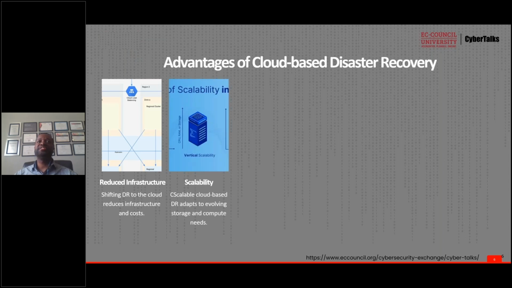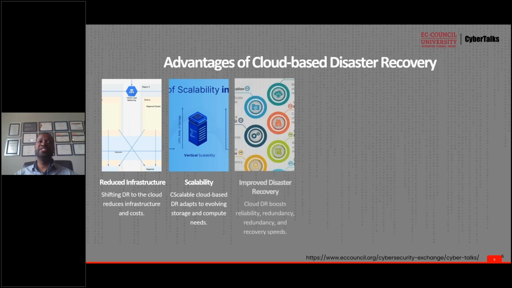Building on that is scalability, which is another huge win. Cloud-based DR grows with your organization. As data expands or your computation needs increase, the cloud adapts without skipping a beat. Next is improved disaster recovery itself. And so we're talking about faster recovery times, better redundancy, and greater reliability, all thanks to the automation and failover capabilities baked into the cloud platforms.